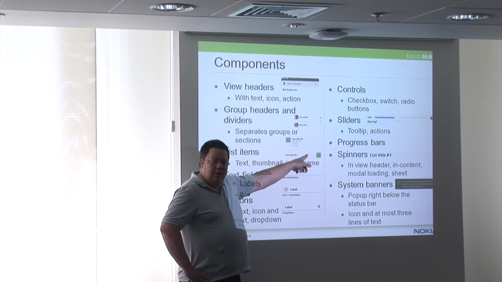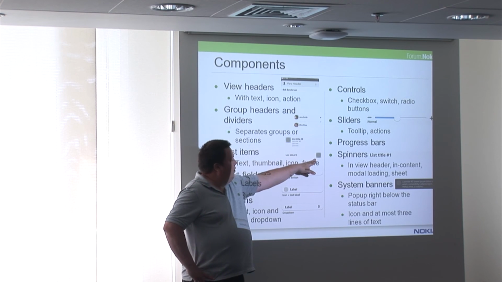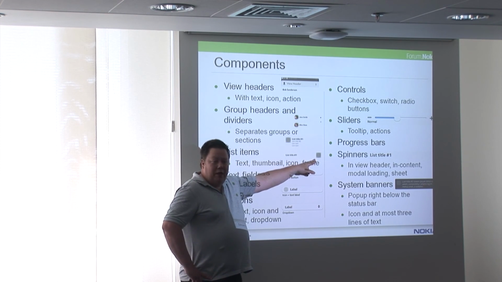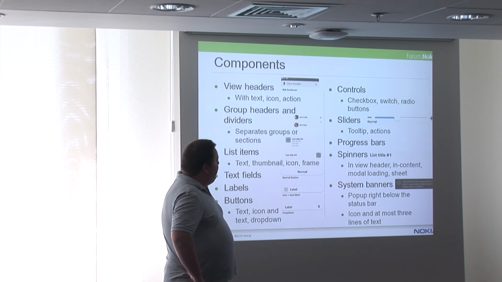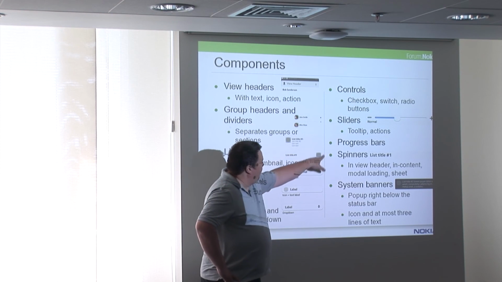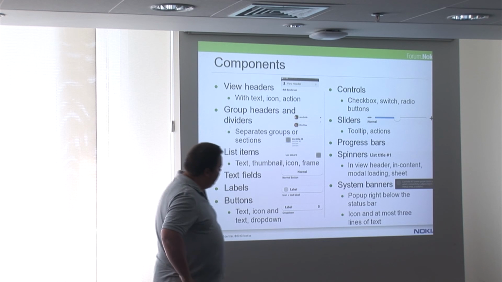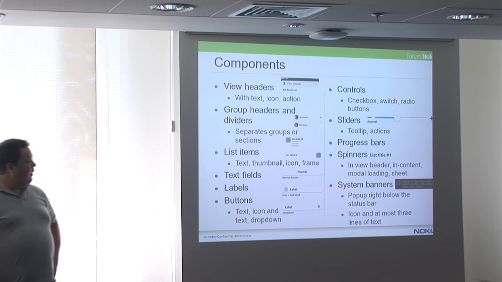So notice that in MeeGo it means that the position of this by default is totally in a different place, depending whether you use the thumbnail or icon. They may be framed, so a frame is drawn around the list item. I don't have an example of that.